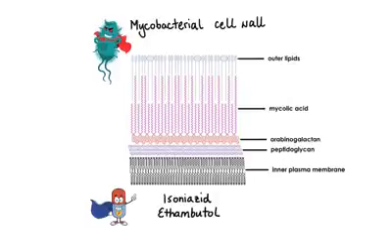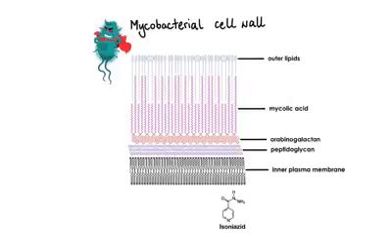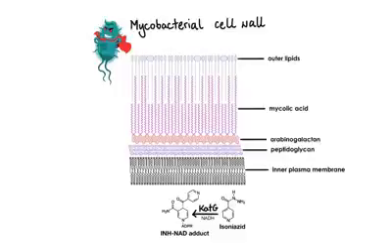So the first one, isoniazid, is a prodrug, which upon gaining entry into the cell, must first be activated by a bacterial catalase-peroxidase enzyme called KatG. Once activated in the presence of NADH, isoniazid forms an adduct, which then binds to and thereby inhibits the enoyl acyl carrier protein reductase, abbreviated as InhA.